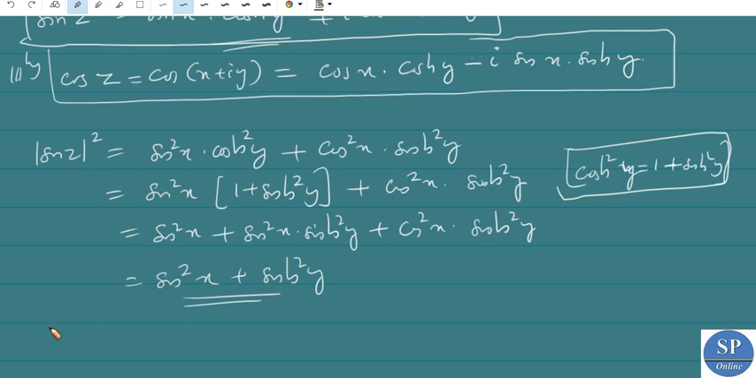Okay, so similarly we can write the modulus of cos z whole square is equal to the real part square plus the imaginary part square. So cos² x into cosh² y plus sin² x into sinh² y.